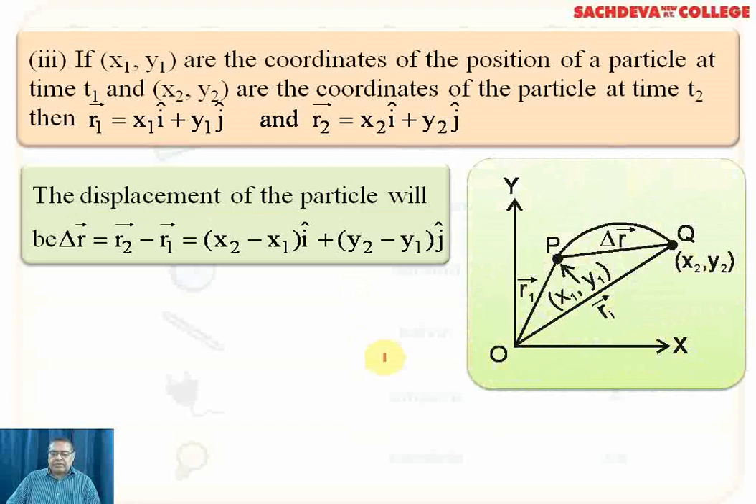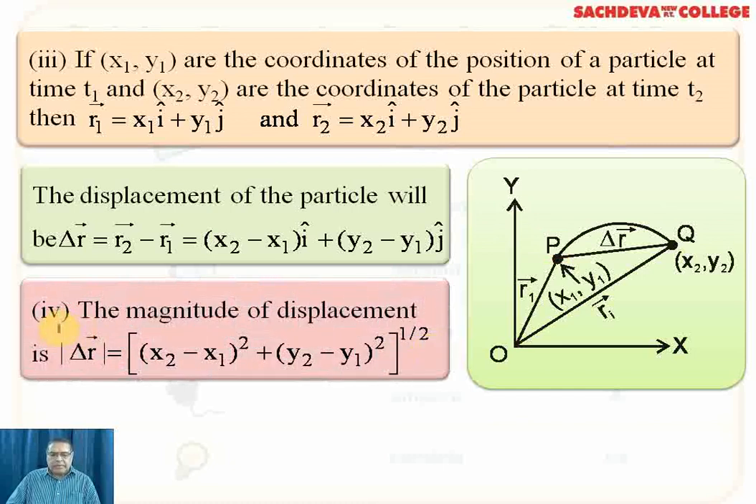It is clear from the figure, with OX and OY again making an xy plane, that OQ indicates the position of the particle with coordinates x2, y2, and P is a point whose coordinates are x1, y1. Delta r represents the displacement of the particle, that is from P to Q.